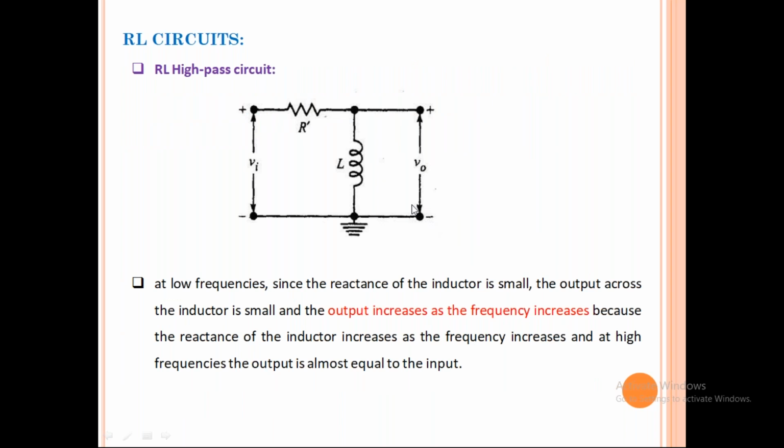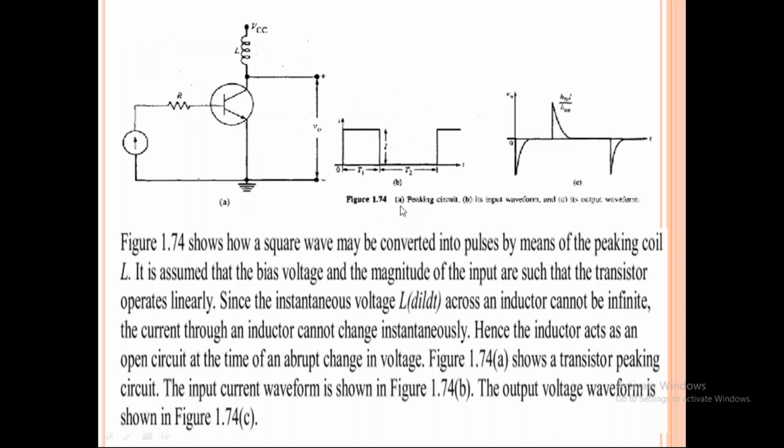Similarly, the high pass RL circuit: interchange the resistor and inductor. So this will allow only high frequencies, and low frequencies will be stopped. And the last one is the peaking circuit. How does it work? A step waveform is converted into spikes. This is one of the important ones. You have to go through this one.